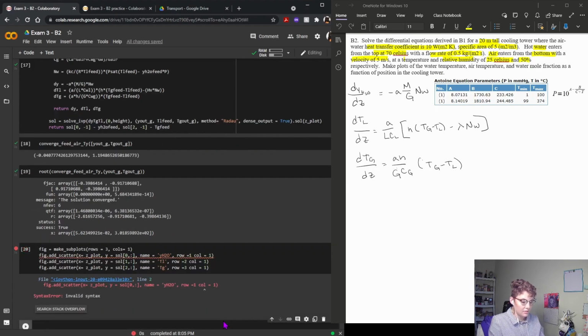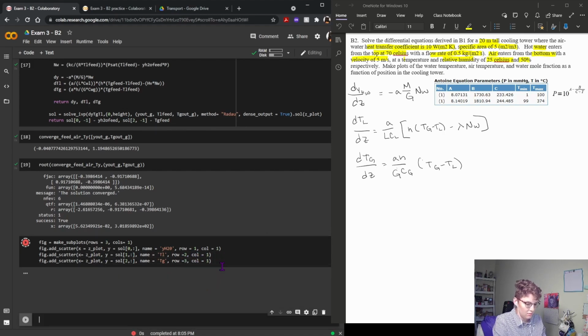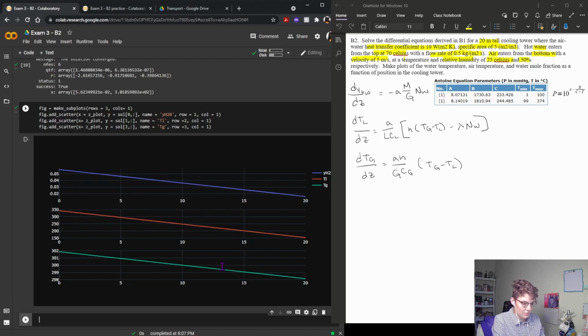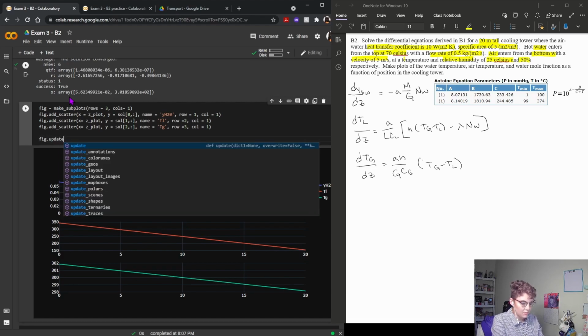So now we can go ahead and test this. Invalid syntax. Oh, I'm missing a comma. That'll do it. And there we go. These look a little messy, and they also don't look completely correct, so I might have to go back through and see where I messed up. But we can go ahead and update the figure with fig update layout.